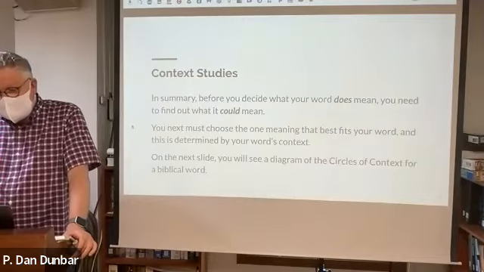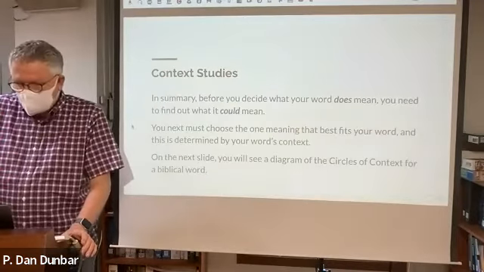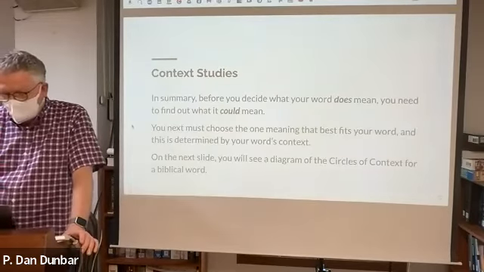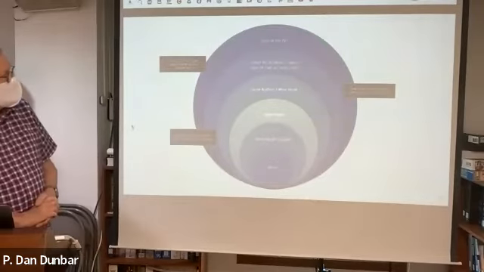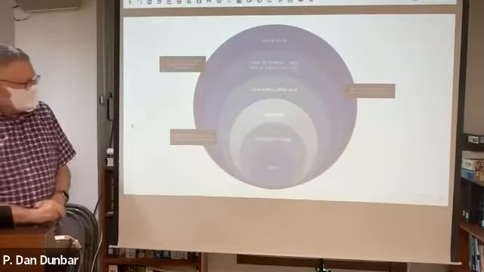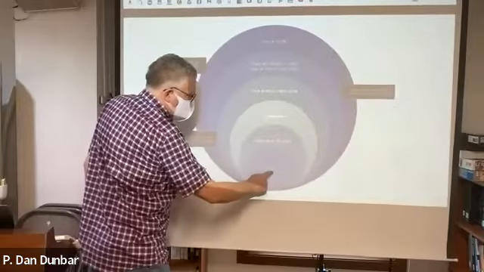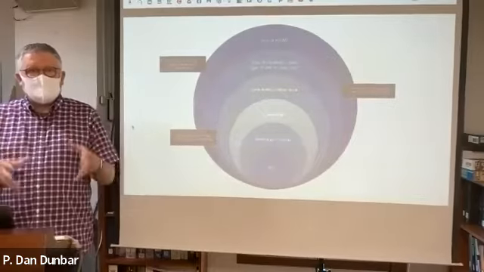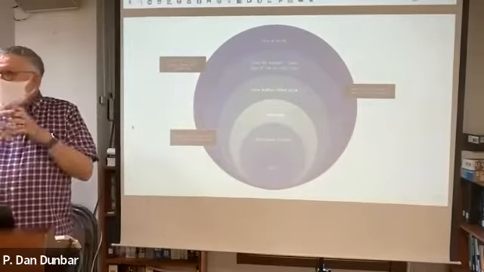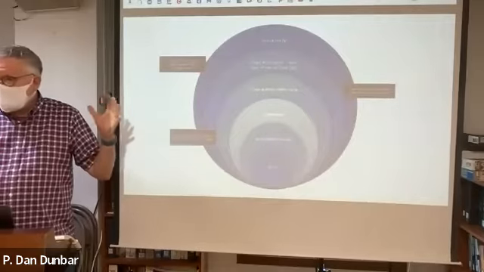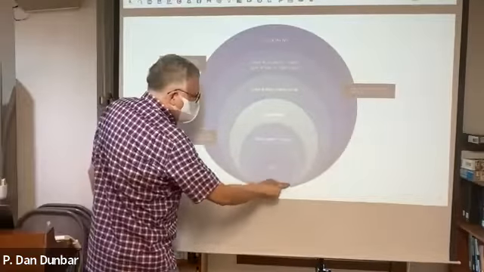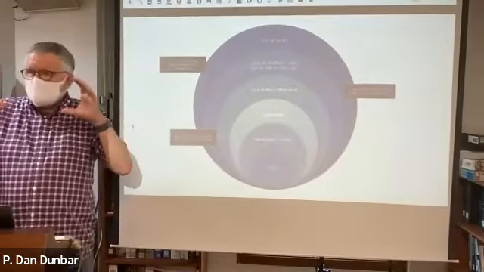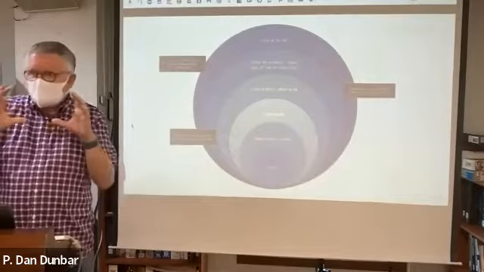So on the next slide, you're going to see a diagram. It's called Circles of Context, the circles of context for a biblical word. I don't know if you can see it that well on this big screen, but the inner circle is your word. You have found that word. You know its Strong's number, you know the Greek word or the Hebrew word. You've seen all the range of meaning, the semantic range. So now you're going to ask, what is the immediate context where that word is used? It's being used in a particular verse. So that's your immediate context.